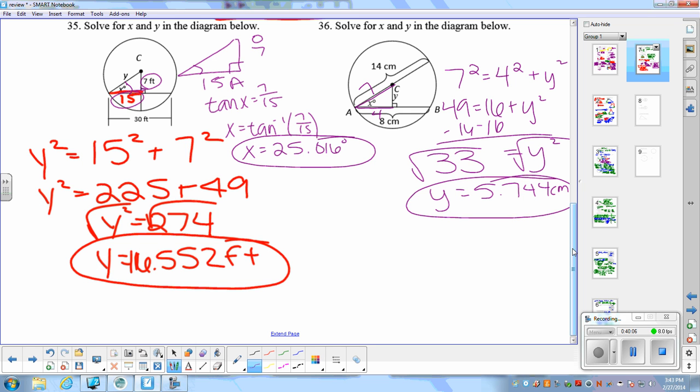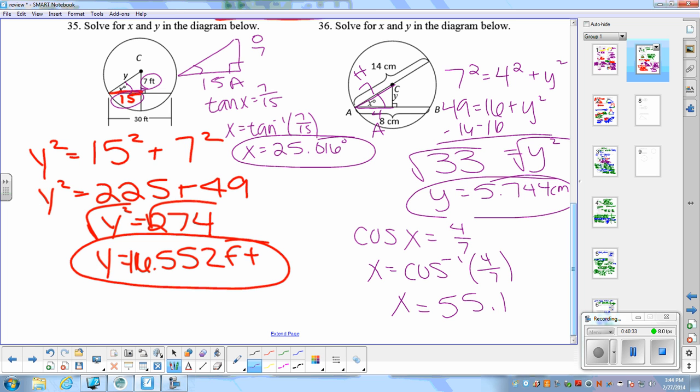Then I need to find angle x. I'm going to use my 7 and my 4. 4 is my adjacent, 7 is my hypotenuse, which means I know I'm using cosine. X equals 4 over 7, so x is the cosine inverse of 4 over 7. X is 55.150 degrees.